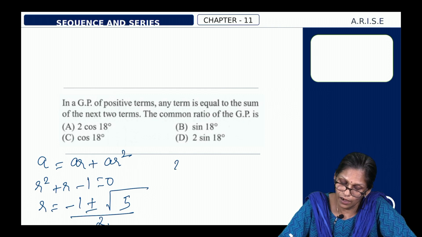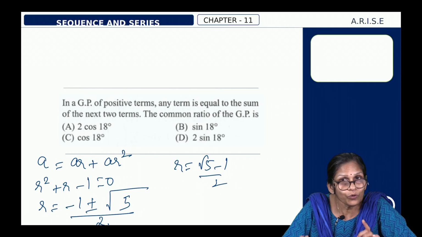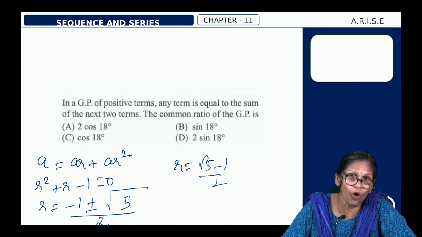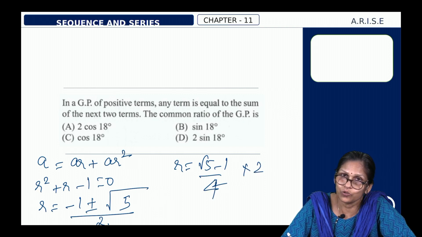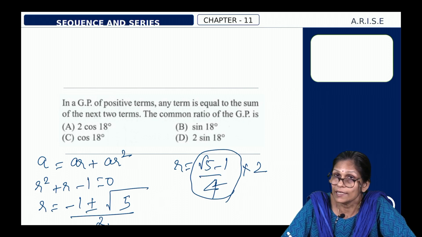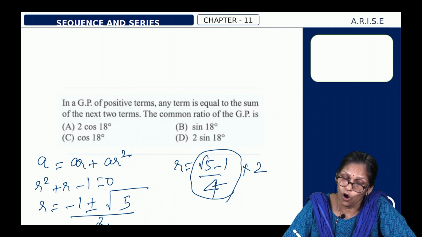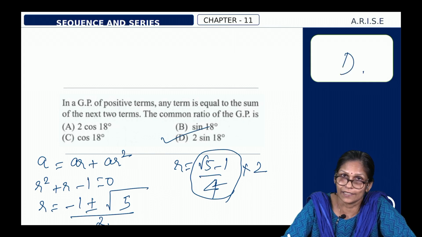So, what is r? It is root 5 minus 1 by 2. Now, you know root 5 minus 1 by 4 is sine 18. So, this 2 I write as 4 here and into 2 here, and this value is sine 18. So, what is the value of r? Isn't that 2 sine 18? Option D is your answer.